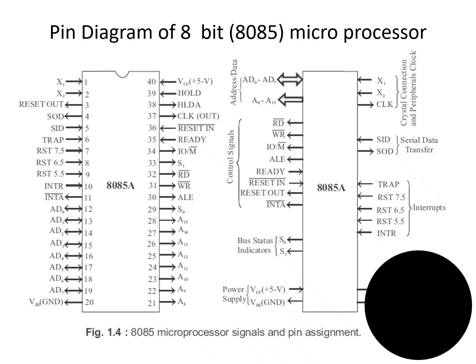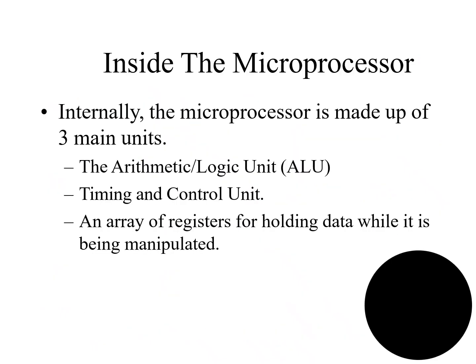Then coming to the architecture, the internal blocks used to form the 8085 microprocessor make up its architecture. In the architecture of the microprocessor, we have three main units: the arithmetic and logic unit, the timing and control unit, and an array of registers to hold the data while it is being processed, according to the user defined function.